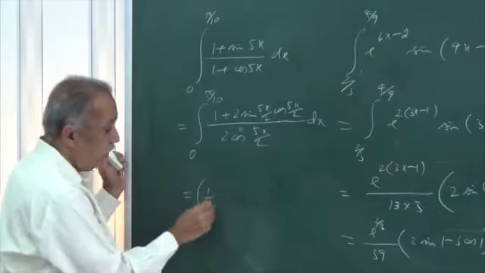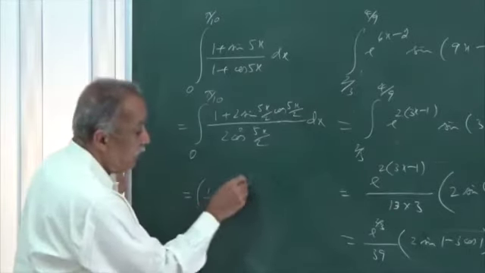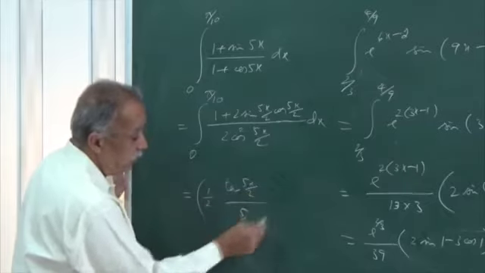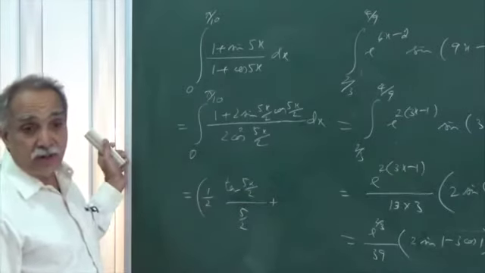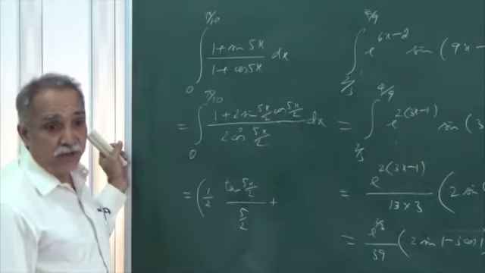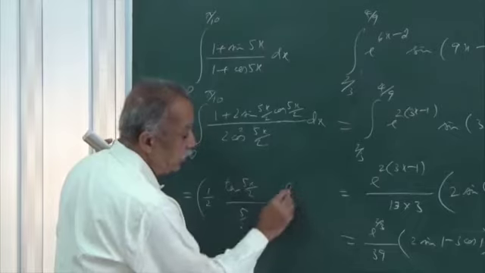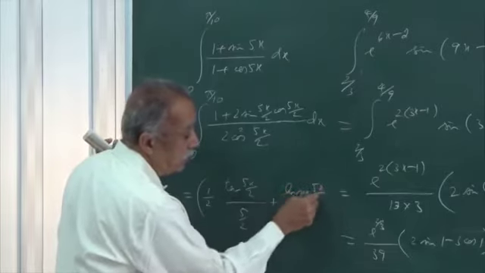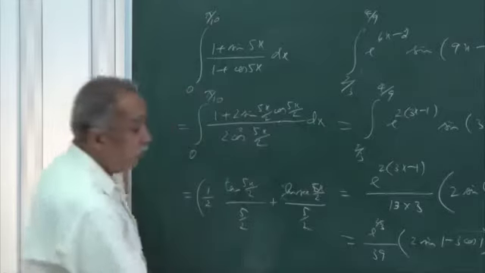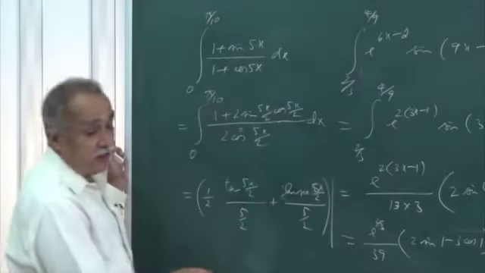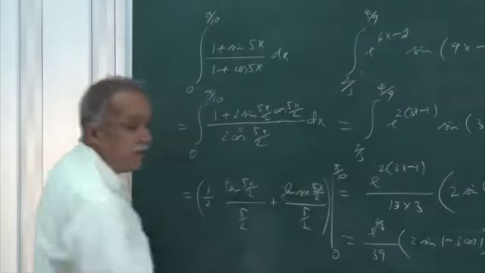First term is half of secant square 5x by 2. Integral is tan 5x by 2 divided by 5 by 2. Second term is simply tan 5x by 2, integral of which is log of secant 5x by 2. Again, because you have your x coefficient not equal to 1, you will have to divide by 5 by 2. This antiderivative is to be evaluated between 0 and pi by 10.